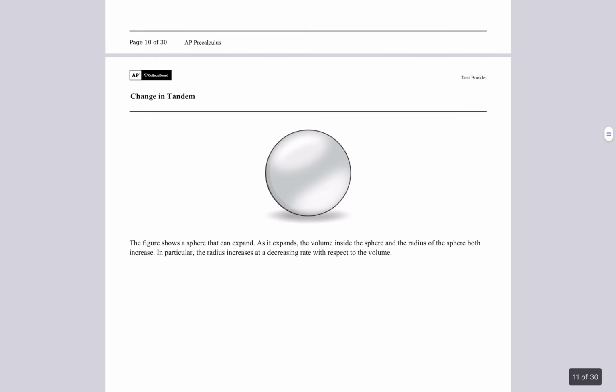Okay, moving on to this one. The figure shows a sphere that can expand. As it expands, the volume inside the sphere and the radius of the sphere both increase. In particular, the radius increases at a decreasing rate with respect to the volume. So let's read this one more time. The radius increases at a decreasing rate with respect to the volume.